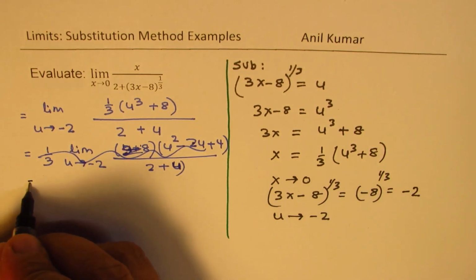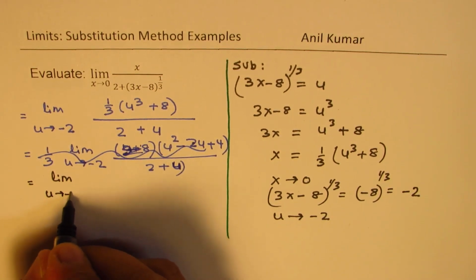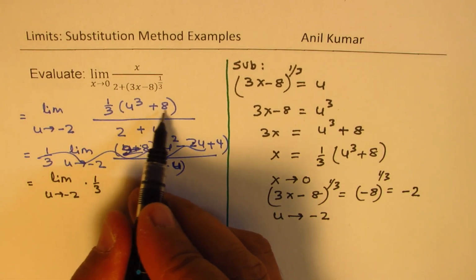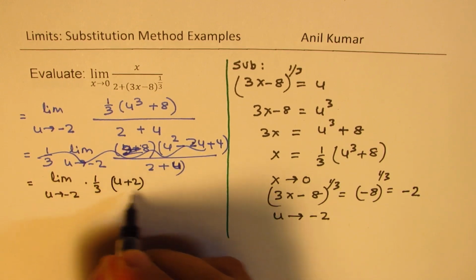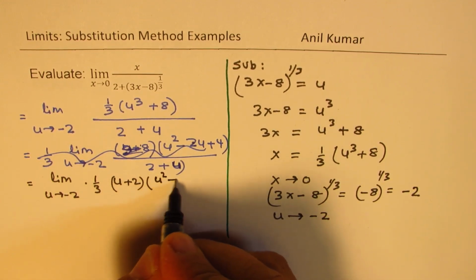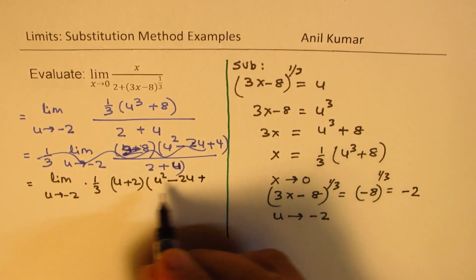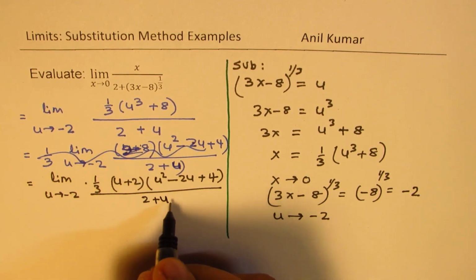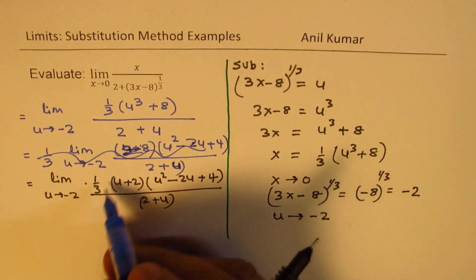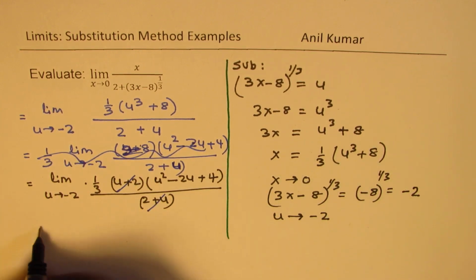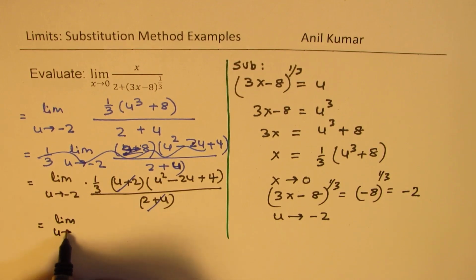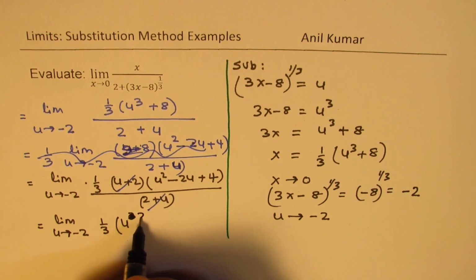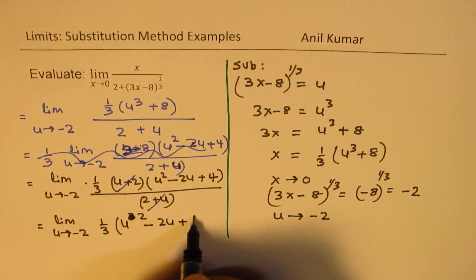So basically what we have here is limit u approaches minus 2, and we have 1 over 3 times u cube plus 2 cube, right? So we have u plus 2 times u square minus 2u plus 2 square, which is 4, divided by 2 plus u, correct? So 2 plus u and u plus 2 cancel. So we're left with limit u approaches minus 2 of 1/3 of u square minus 2u plus 4, right?